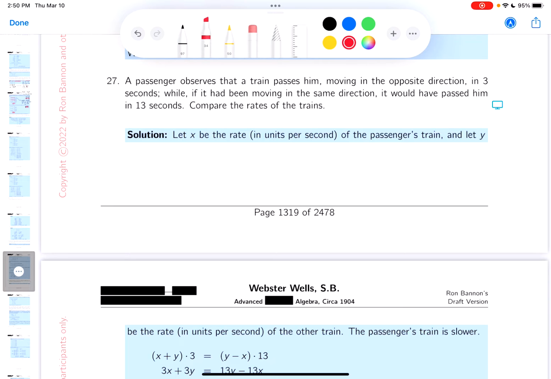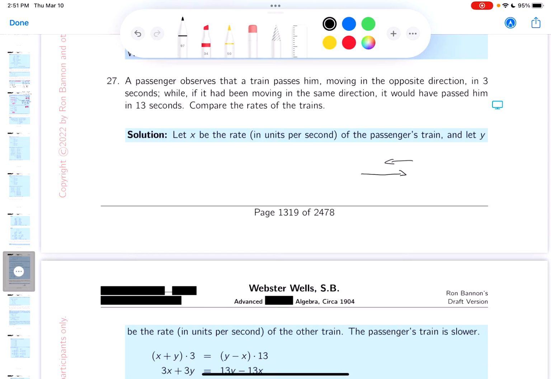Okay, 27 is a good question. It may take a little time to understand what you're reading, but it really does benefit you to read it several times. A passenger on a train observes another train that passes him moving in the opposite direction. So the bottom line is that the passenger is on a train moving like this, and another train passes in this direction over here.